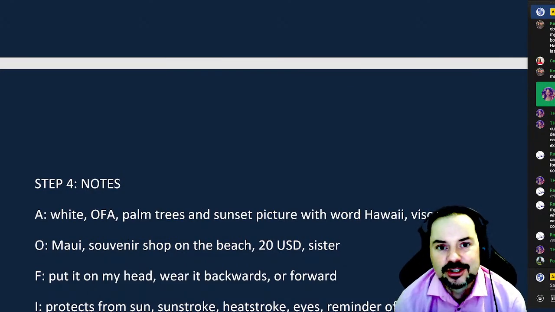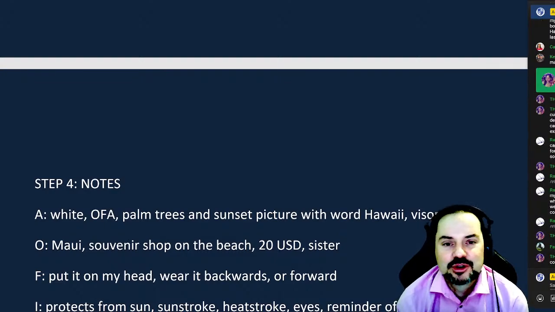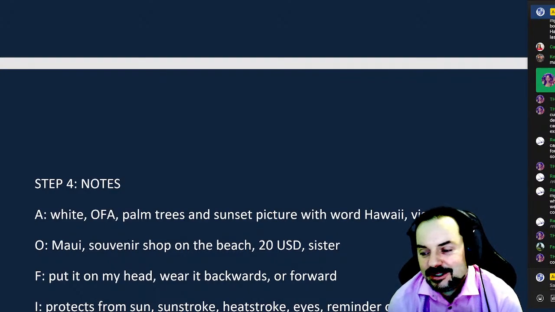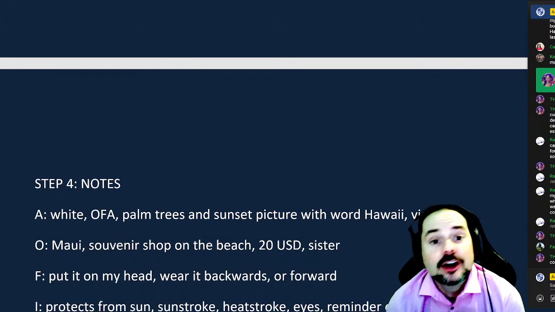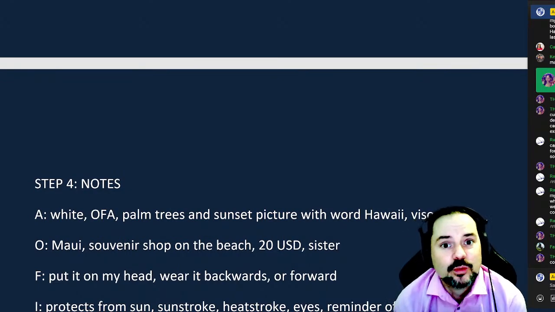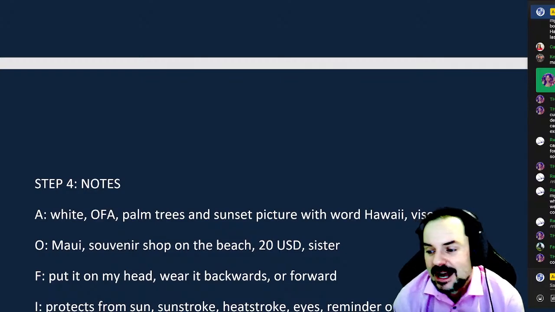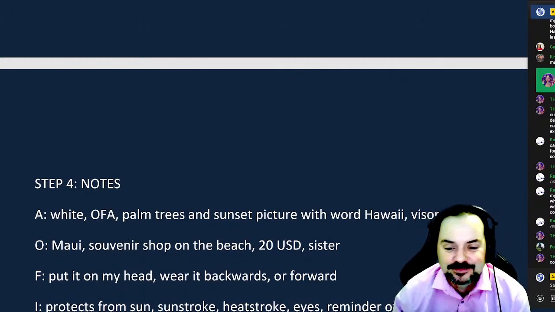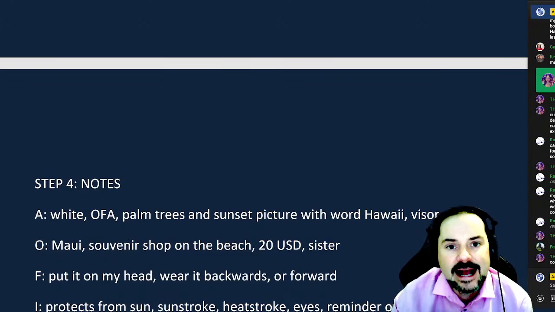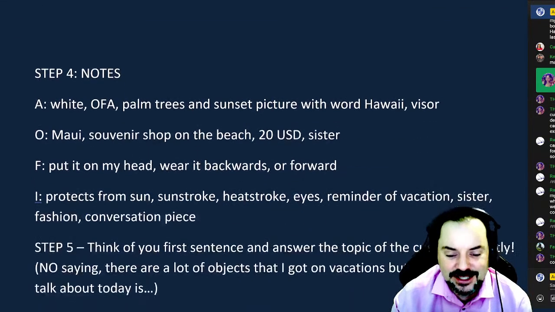Like t-shirts, for example. Sometimes when I go travel somewhere, I'll buy a t-shirt, right? Like watches. A watch. Yeah, a watch is a good one too. People will often buy a watch or a t-shirt on their trips. Absolutely. Okay. So practice simple thoughts.